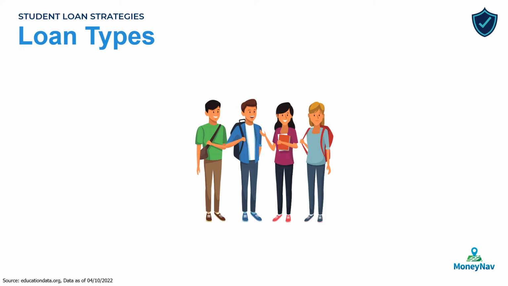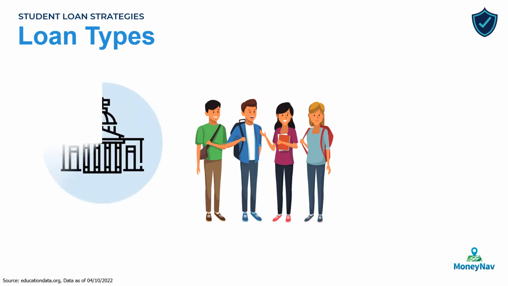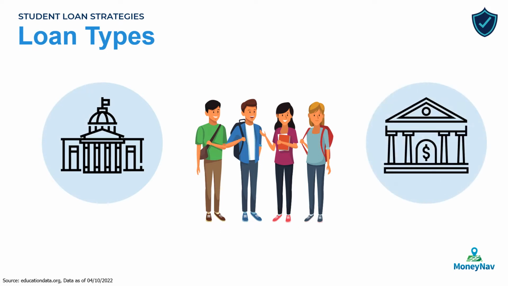First, it's important to understand what type of student loan debt you have. Loans are either federal or government issued or private bank issued. Most of the almost $1.8 trillion of outstanding student loan debt is federal debt with an average balance of over $37,000. While the total balance in private loans is lower, the average debt per borrower is higher.